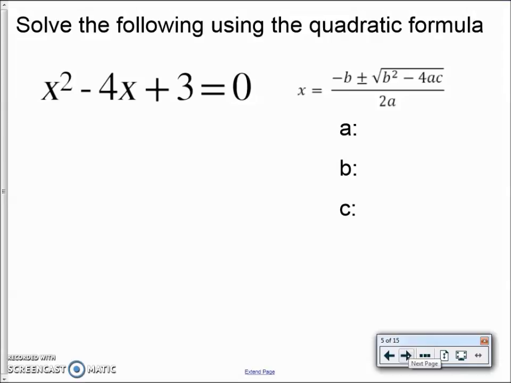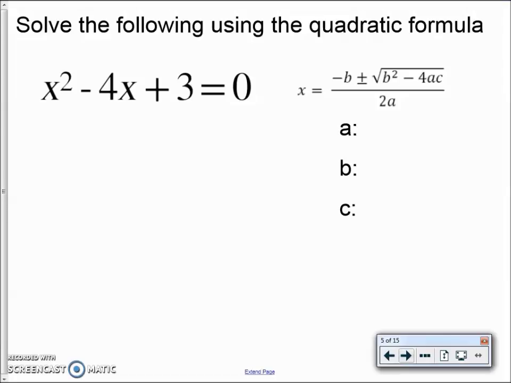So we're going to solve the following using the quadratic formula. So we have x squared minus 4x plus 3 is equal to 0. Again, we have to set it equal to 0 in order to solve this. And the first thing we're going to do is that x is equal to minus b plus or minus the square root of b squared minus 4ac over 2a.